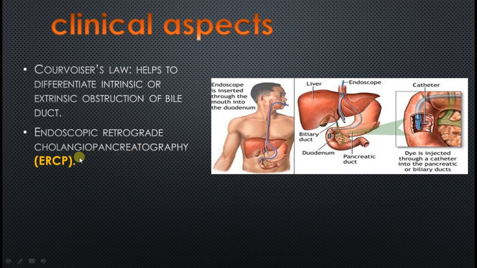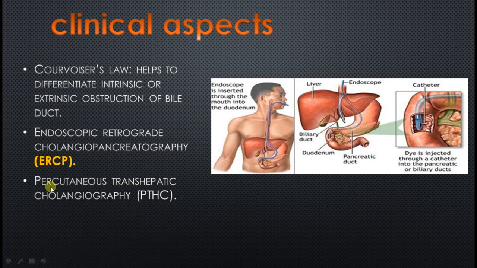Endoscopic retrograde cholangiopancreatography, which is called ERCP. An endoscope is introduced orally through the stomach to the second part of the duodenum, then you introduce a catheter and inject a radio opaque substance. That is called ERCP, used again to check the patency of the biliary system, the extrahepatic apparatus.